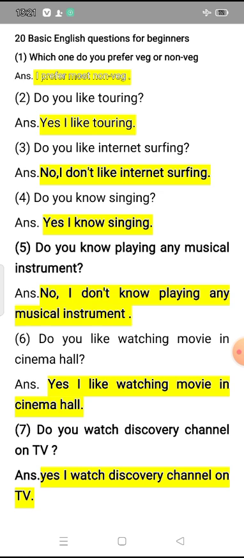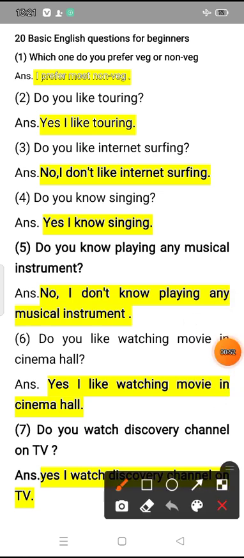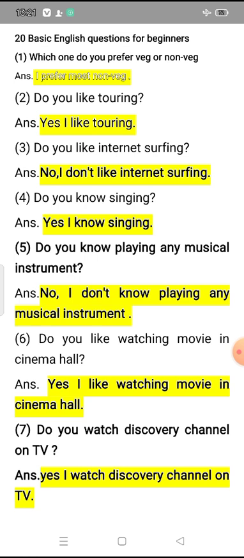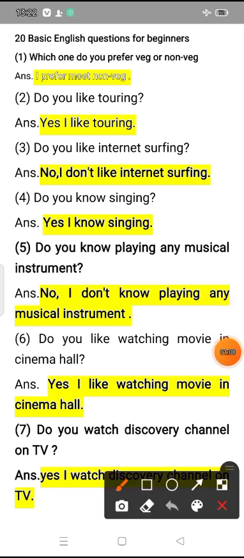Okay, so your first question is: which one do you prefer, veg or non-veg? If you want to ask anybody, you can ask: which one do you prefer, veg or non-veg? Your answer can be: I prefer most non-veg. If you want to say non-veg, then you can say non-veg, or if you want to say veg, then you can say veg. It depends upon your choice. You can also say I prefer most veg, I prefer most non-veg. If you like both, then you can say I like both, I prefer both.